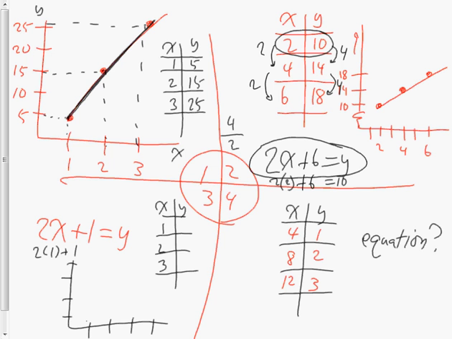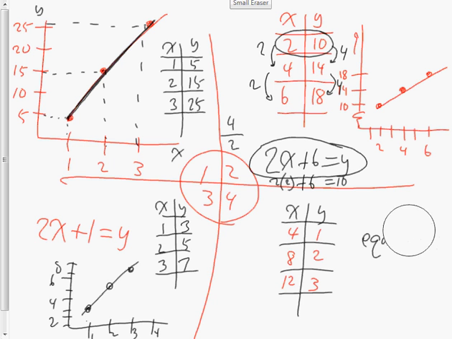So 2 times 1 is 2, plus 1 makes my y value 3. If x is 2, 2 times 2 is 4, plus 1 is 5. And if x is 3, 2 times 3 is 6, plus 1 would be 7. Once I have that, then I can graph it. So I'm going to put 1, 2, 3, and 4 here. And I'm going to put 2, 4, 6, and 8 here. Those would be 1s. So 1 would be 3, 2 would be 5, 3 would be 7. There's my line. And that would be the graph that represents 2x plus 1.